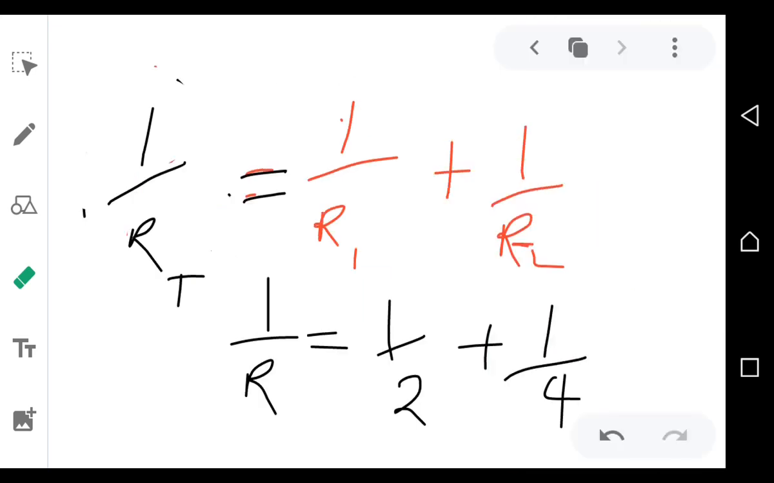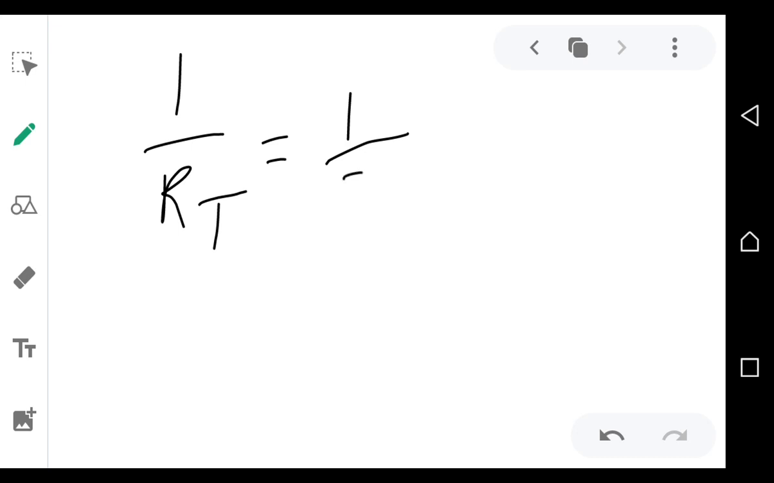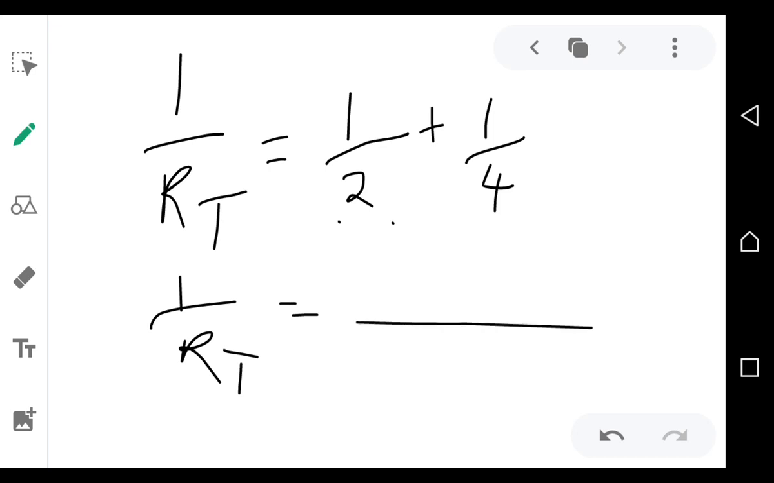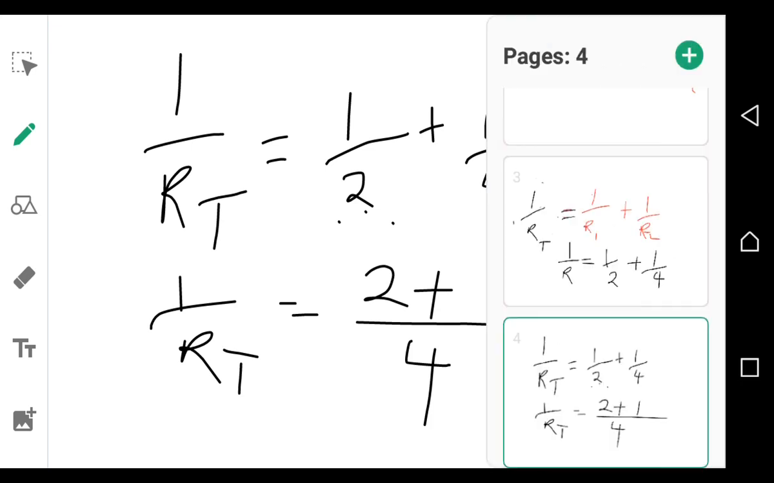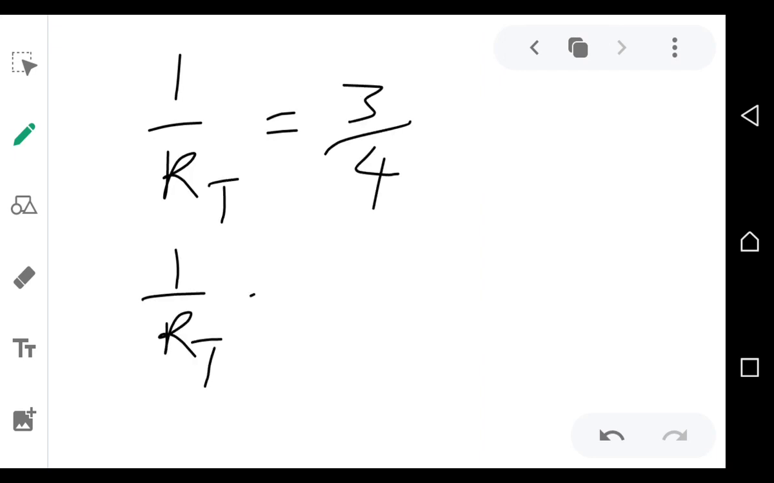I think I've already explained this in the earlier part. So 1 over RT is going to be equal to 1 over 2 plus 1 over 4. When you reach here, you always look for the common denominator. I think you learned this in grade 4. That's the only way you can solve this fraction. Common denominator is 4. 2 into 4, 2 plus 4 into 4, 1 plus 1 on top there. Then you add. So 1 over RT is equal to 3 over 4.